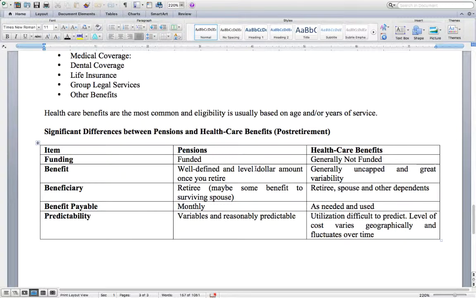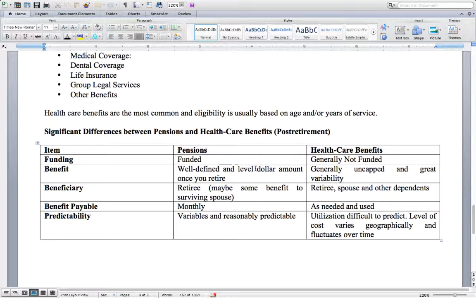Next, the beneficiary. Under pensions, it usually applies strictly to the retiree. However, sometimes you can apply your pension to your surviving spouse in the case of your death. Under healthcare benefits, it usually helps cover the retiree, his spouse, and dependents. There is also a difference in the benefit payable. Usually pensions pay out monthly, annually, or weekly, based on the structure of the plan, whereas healthcare benefits are more of an as-you-need-it, you get to use it.